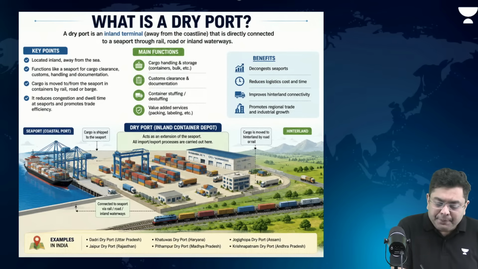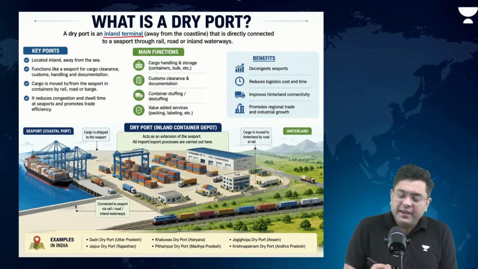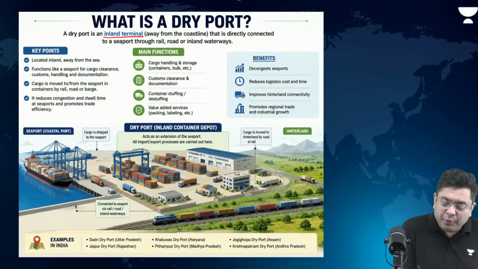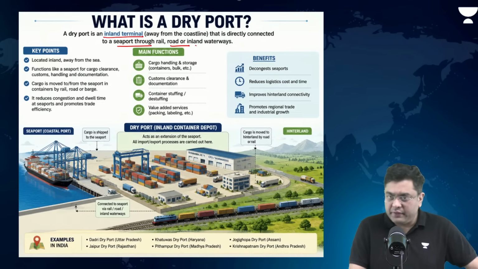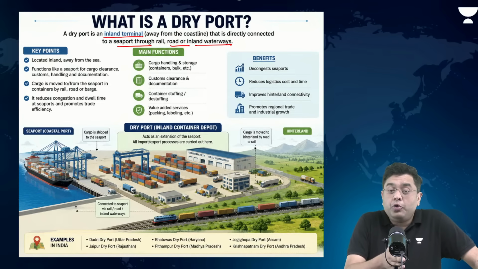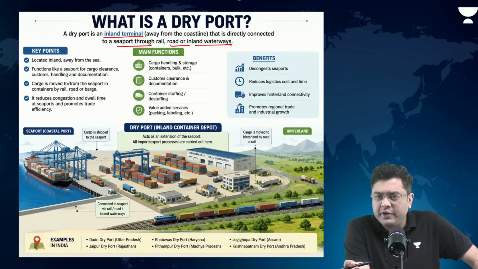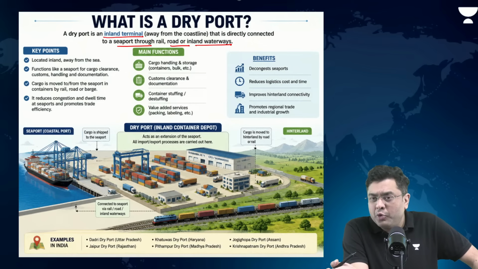A dry port is an inland terminal that is directly connected to the seaport via rail, road, or even inland waterways. Oftentimes, what is the major issue with the seaport? The traffic is very high. There is a lot of clogging out there. As a consequence of that, you don't have quick export import. Economic losses occur.